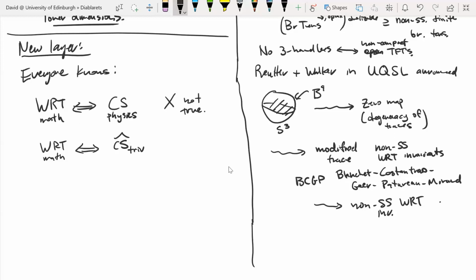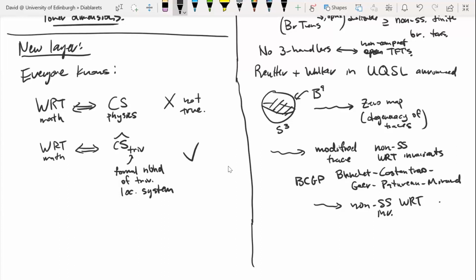Like even in Witten's proof and in many mathematical approaches to the Witten-Reshetikhin-Turaev invariants from Chern-Simons, you just look at the formal neighborhood of the critical locus. Sorry, not the critical locus. This is the formal neighborhood of the trivial local system. And this is more correct. Is there a question? No, okay.